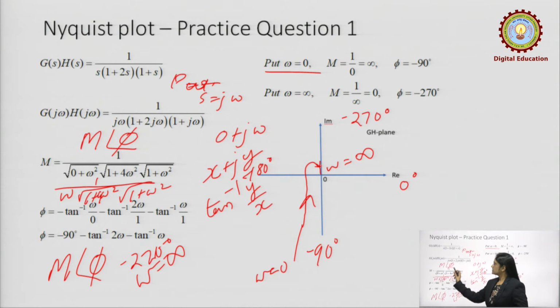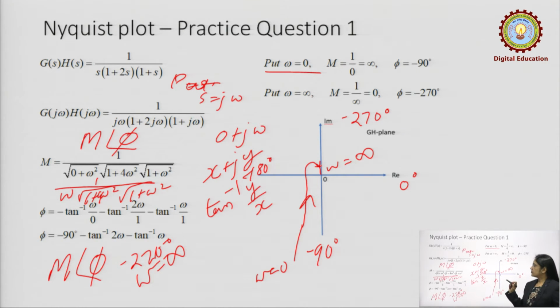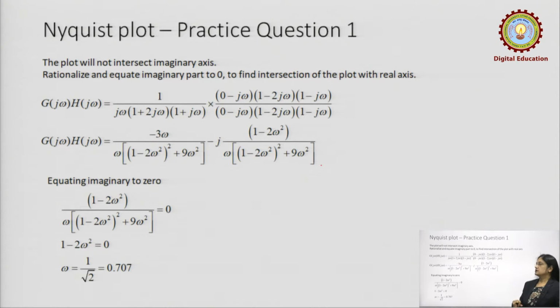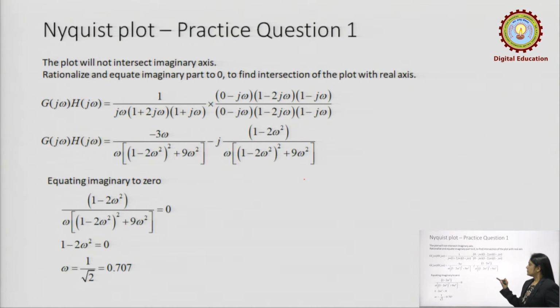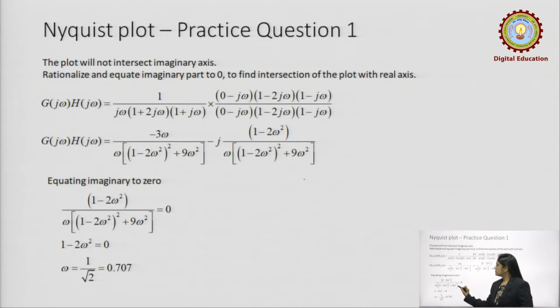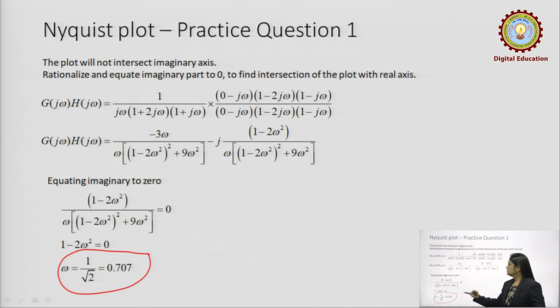So, this is the given transfer function in the form of G(j omega)H(j omega). We rationalize the given transfer function and separate the real and imaginary parts, and find the intersection with the real axis, that means where this plot has intersected the real axis here. So, what is the magnitude at that point? First we will find at what frequency it has the intersection. So, equating the imaginary part to 0, we get that omega is 1 upon root 2.